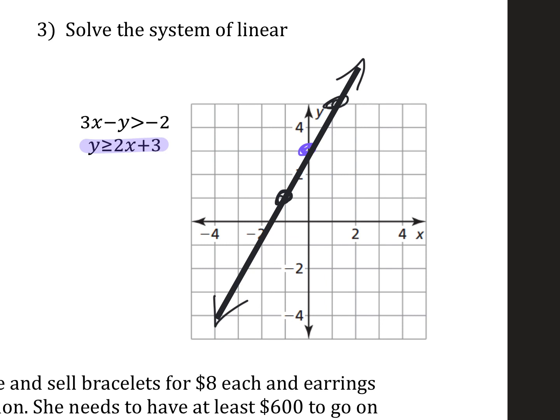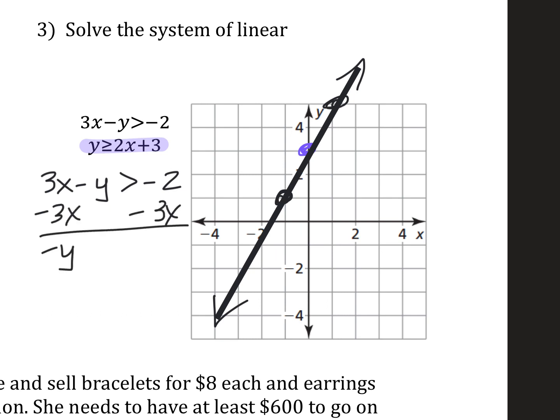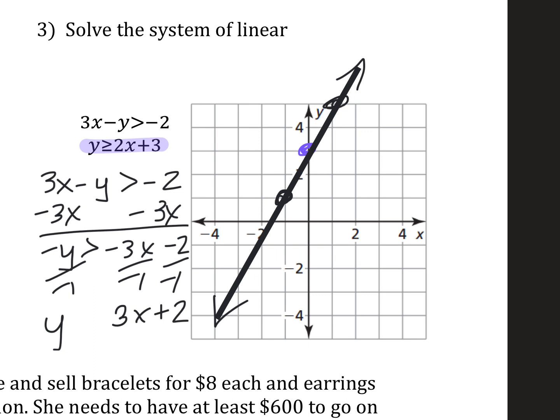And then I'm going to go ahead and convert the other one into slope-intercept form. So I'm going to move the 3x over. And then there's a negative 1 in front of y, so I'm going to divide everything by negative 1. So y becomes a positive 3x plus 2. And remember that because I divided by a negative number, I've got to flip that inequality symbol around. So I'm going to start at my y-intercept of 2, and then the slope is up 3 over 1.